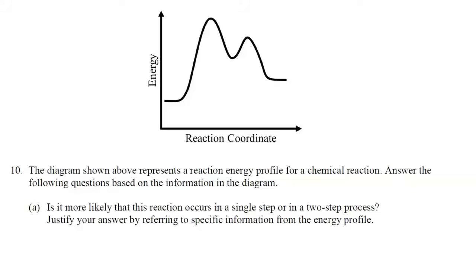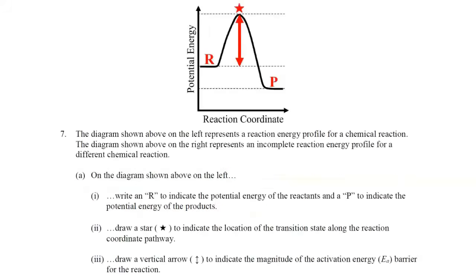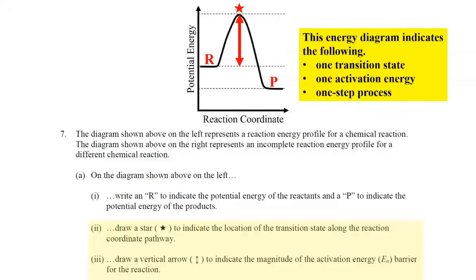Before I answer this question, let me do a little compare and contrast with question 7 of the packet. So this was the diagram for question 7. And if you recall, we had to put a star to indicate the location of the transition state along the reaction coordinate pathway, and we had to draw a vertical arrow to indicate the magnitude of the activation energy barrier for the reaction. So analyzing this diagram from question 7, hopefully you would agree with the following: it has one transition state, one activation energy, and would correspond to a one-step process.